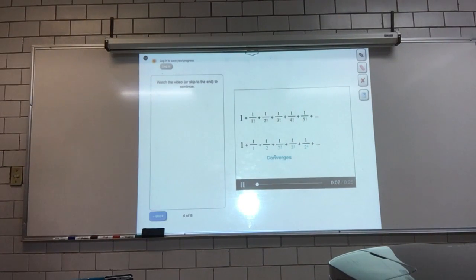Right, it converges. If you ignore this one over here, the rest of it is a geometric series, which converges. So this geometric series here converges to a certain number, and if you add 1 to this series, it will converge to that same number, plus 1. The point is, this series converges. Now we can use the comparison test when all the terms in one series are greater than all the terms in the other series. Is that the case here?